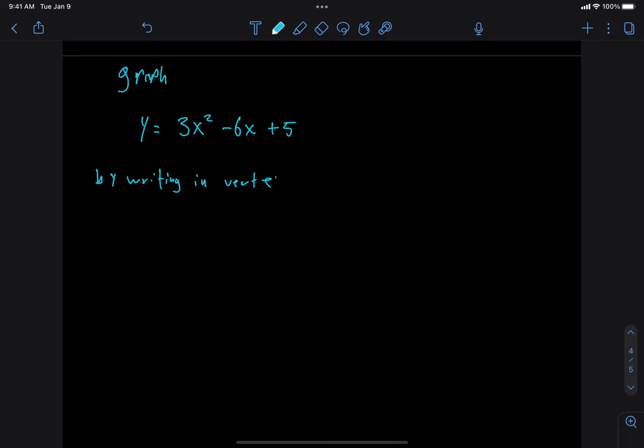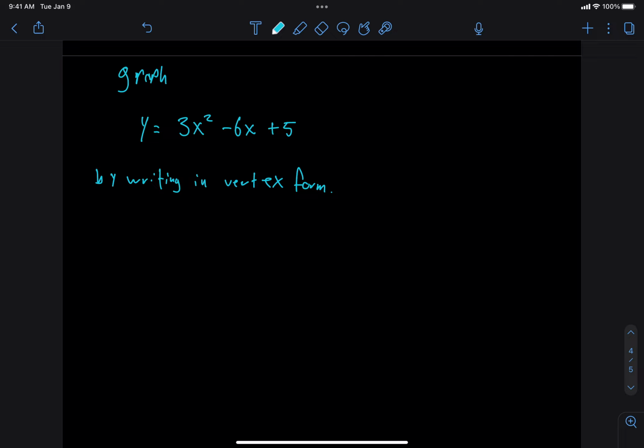Okay. All right, so we want to graph the given function. And, okay, so they say y is equal to 3x squared minus 6x plus 5. Could you make it so we can see it? As soon as I finish copying, but yeah. By writing in vertex form. Okay, now you can see, right? All right, so let's see how we do one of these.